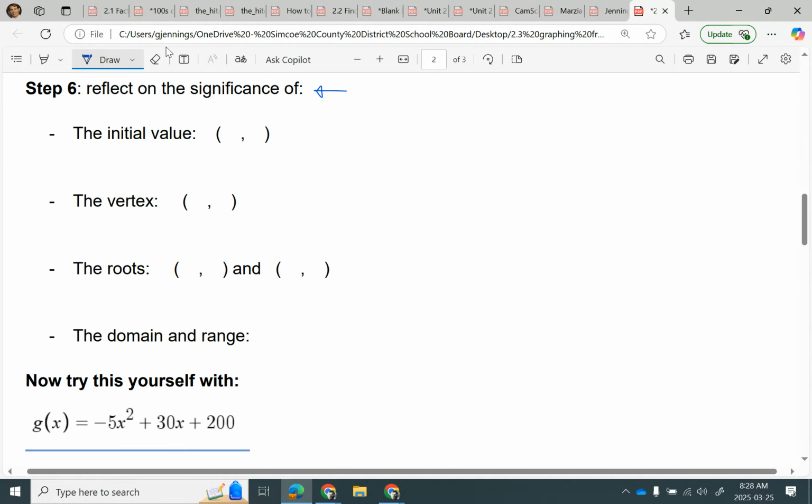So the initial value, we had x was 0 and y was 300. And we have here f of x is some function of x. F of x was representing the height of the rocket, where x was time in seconds. This would be height in meters. So, what's the significance of 0 seconds, 300 meters? What does that mean in this context?